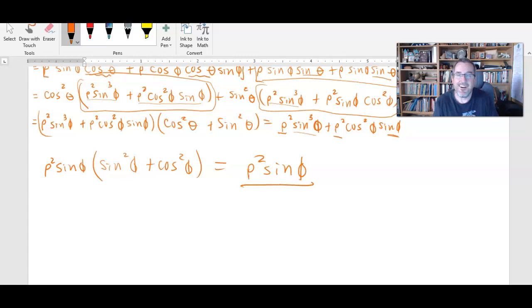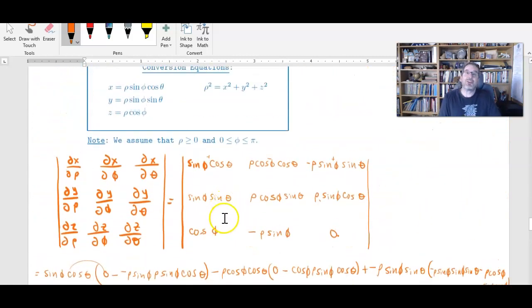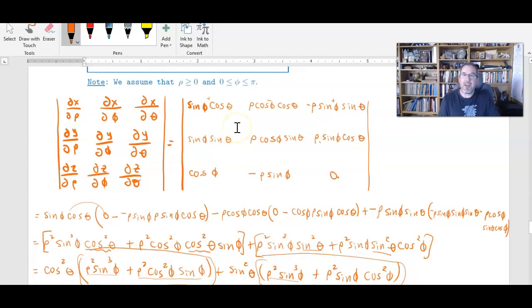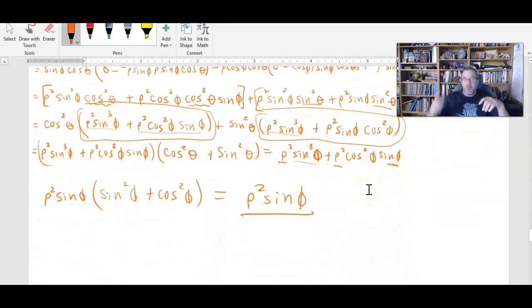Ta-da! So yeah, by the Jacobian, we can now make a claim that when you convert from rectangular coordinates to spherical coordinates, dV, dx dy dz back over here in rectangular coordinates, has to become rho squared sine phi d rho d theta d phi.